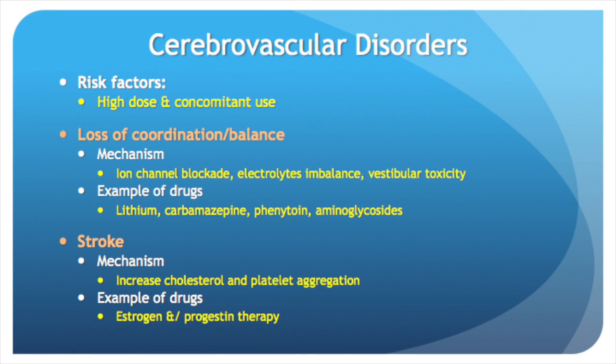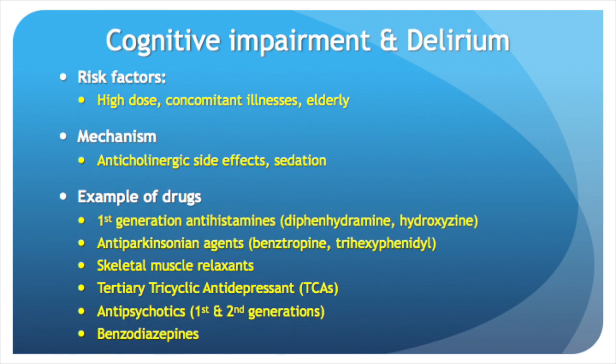Another important syndrome is stroke. The mechanisms include increased cholesterol and platelet aggregation. Examples of drugs are estrogen or progestin therapy.